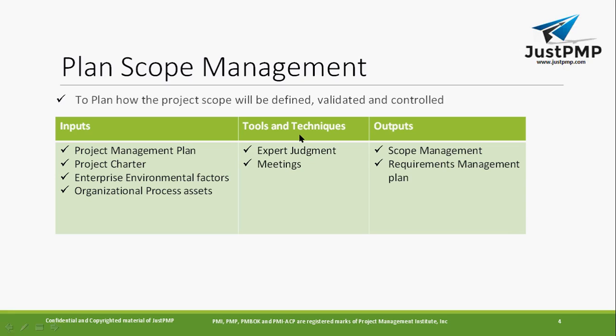So what are the things that you are going to do? Definitely you are going to use expert judgment and meetings. So you are going to discuss with the team and try to finalize the scope of the project. These are the tools and techniques that you are going to apply on these inputs. So what output will be there? A scope management plan and a requirements management plan, these are the two outputs that you will get from Plan Scope Management.